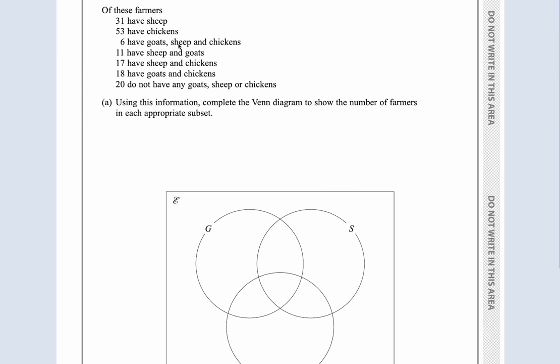6 have goats, sheep, and chickens, right? This I can put in, I can put it here. 6 in the middle, because these 6 people have all 3. Okay, 11 have sheep and goats. That includes this and this. But I already have 6 here, so this must be 5. Now my 6 plus 5 gives me this 11. So this is done.